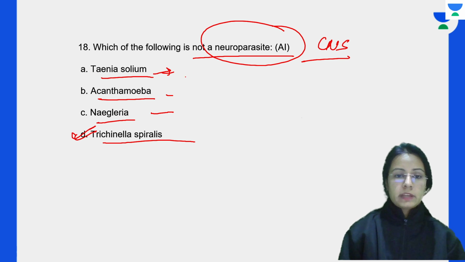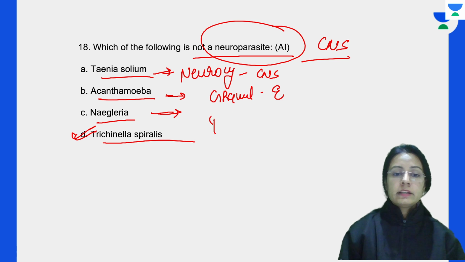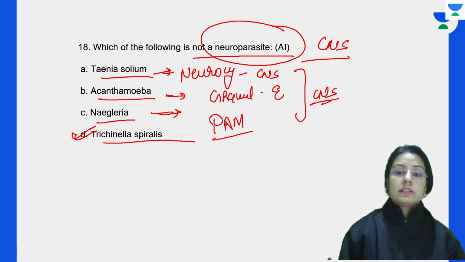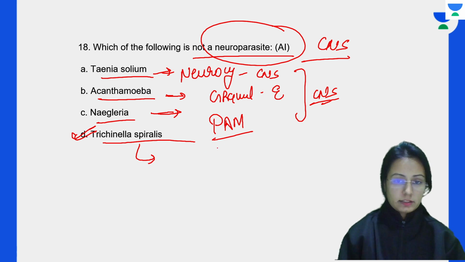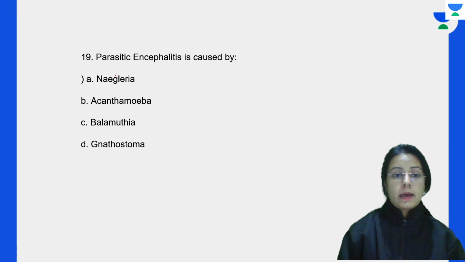Now, Taenia solium presents with neurocysticercosis, where CNS manifestations are there. Acanthamoeba is responsible for causing granulomatous encephalitis. Then we have Naegleria, that is primary amoebic meningoencephalitis involving the CNS. And in Trichinella spiralis, the main manifestations involve the intestinal system and the musculoskeletal system rather than the CNS.